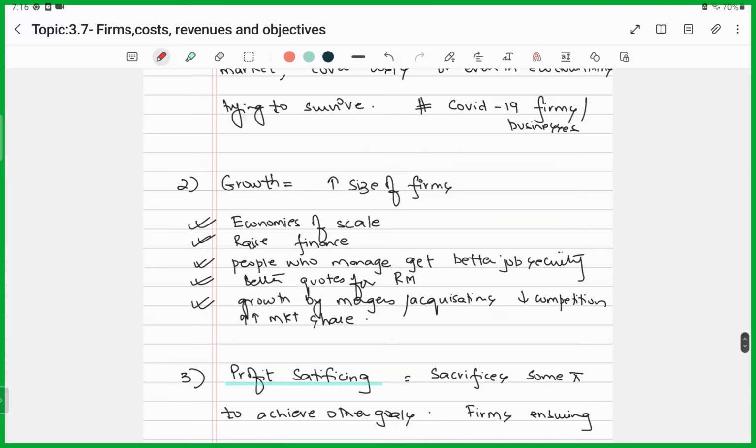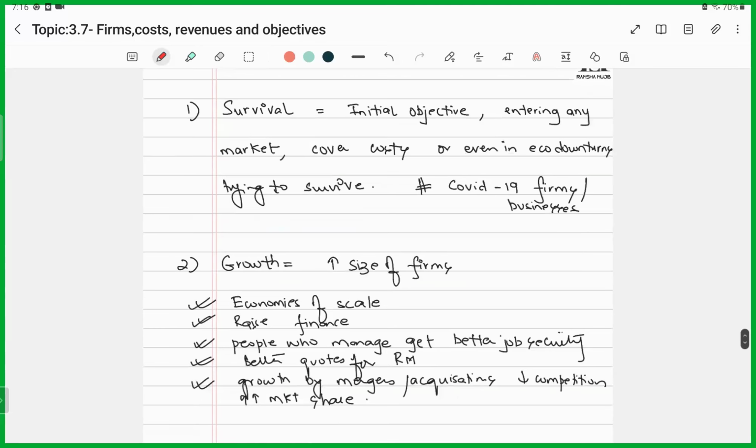What do you mean by survival? This is basically the initial objective of any firm which enters into a market. That means it just wants to cover its costs. Or even it has been observed in certain situations where there are severe economic downturns. So a firm just tries to survive. For instance, under COVID-19, the prime objective of firms, or businesses, was to survive or be able to cover their costs.